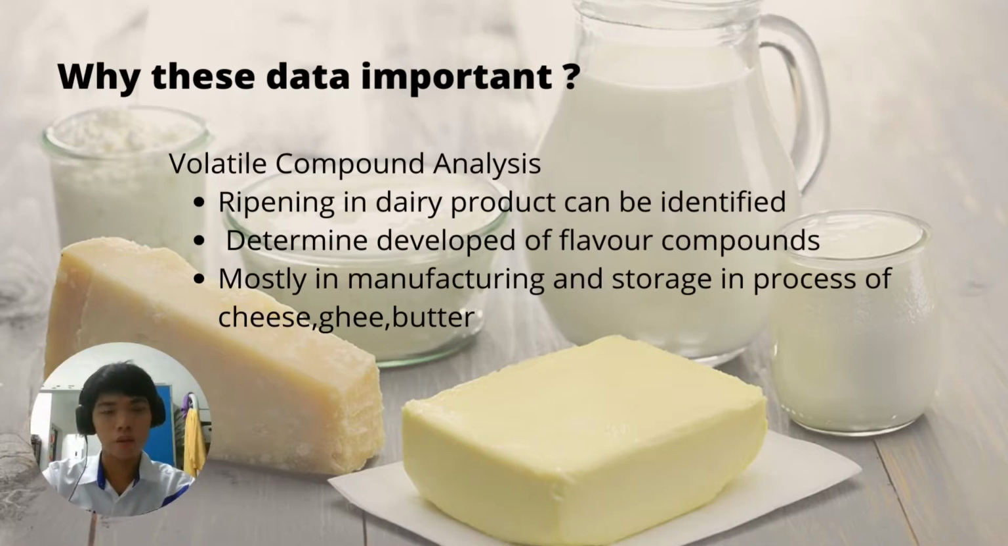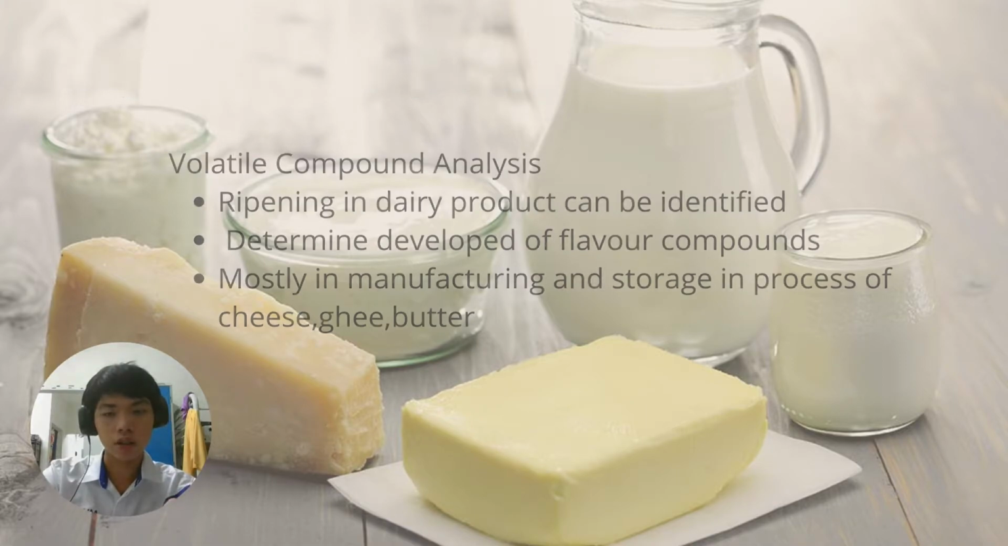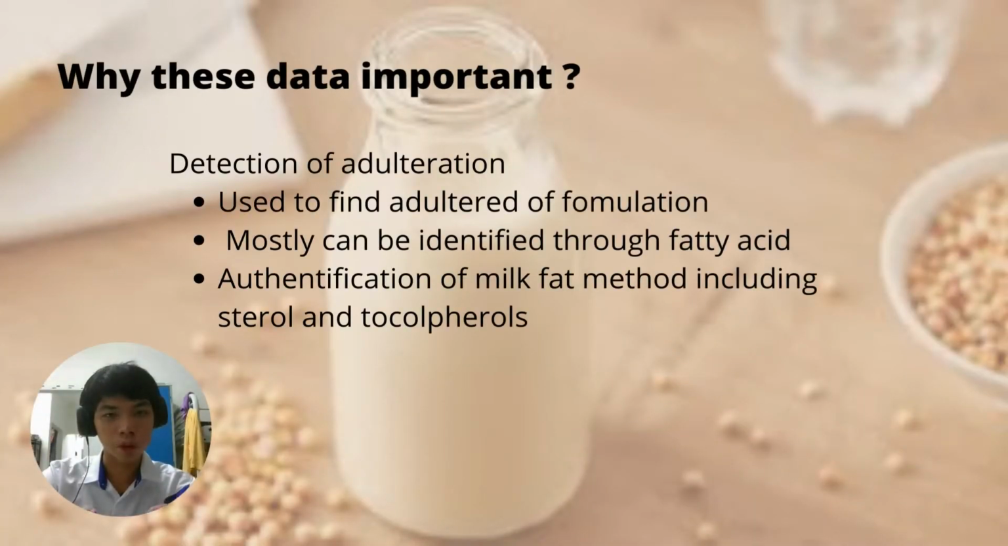And the last important data, we have the volatile compound analysis, because some of the milk is used to make butter or ghee through the ripening process. So when we want to know whether the flavor is developing or not, the volatile compounds need to be analyzed to know their properties and their condition in manufacturing and storage. The individual flavor compounds are volatile, so they can be tested at the GCMS and separated individually. So the last part is important.